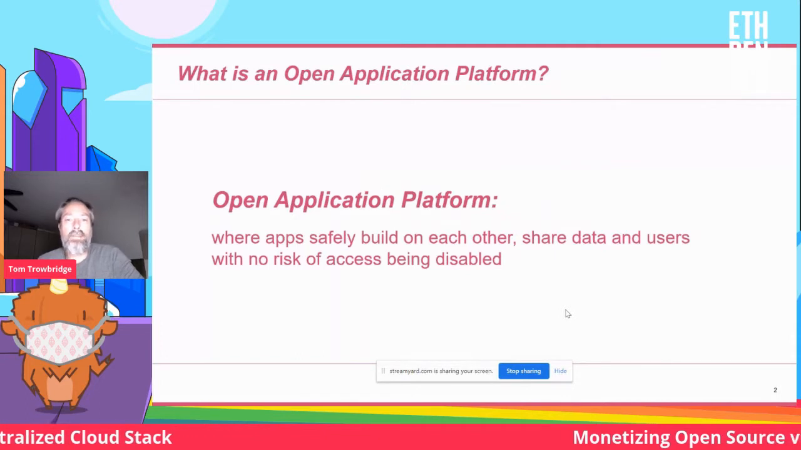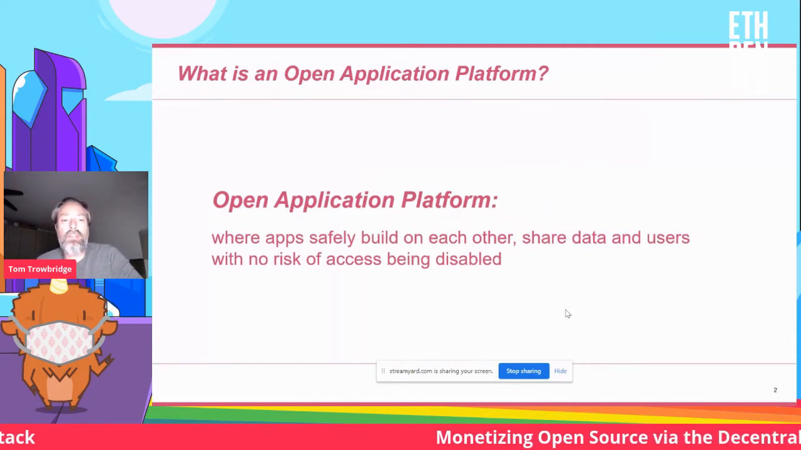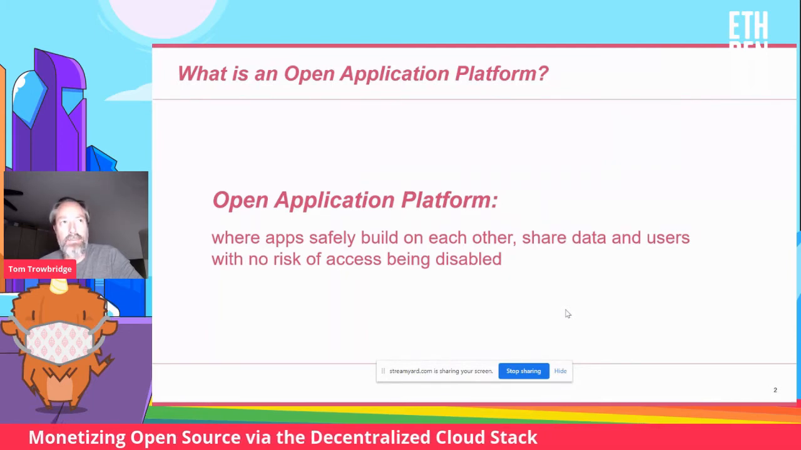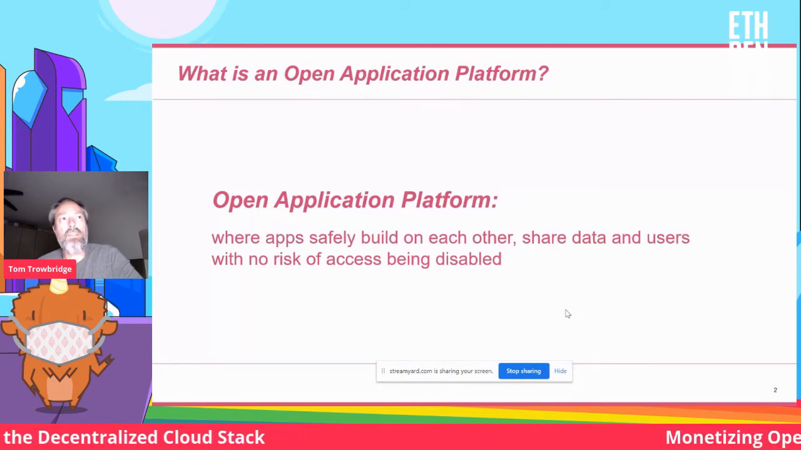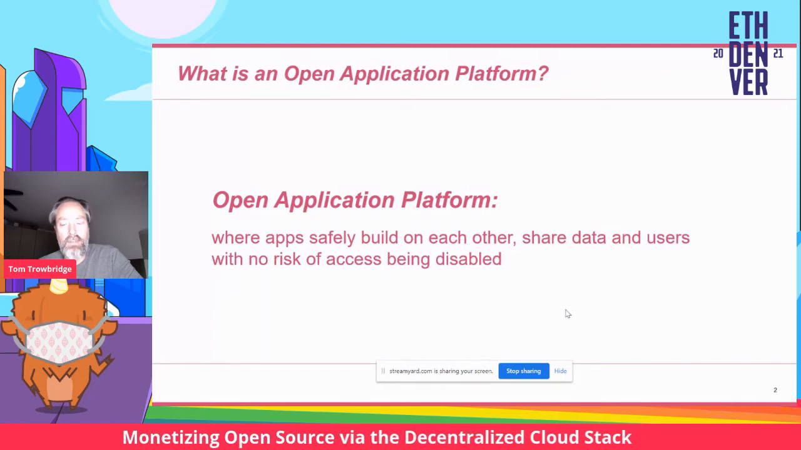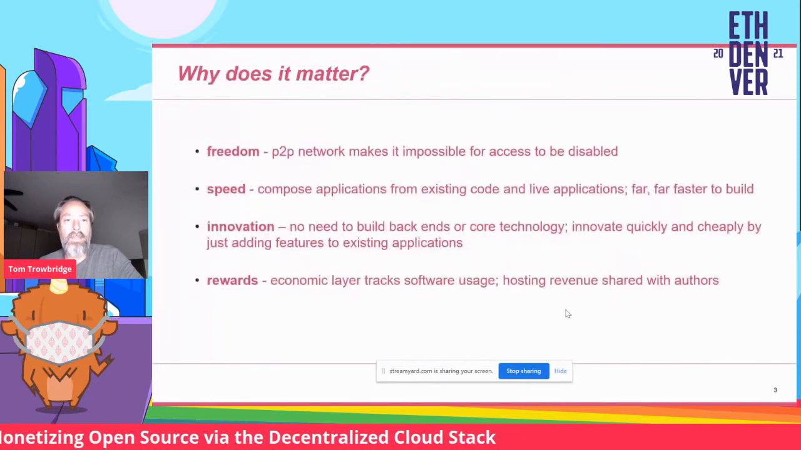First, what is an open application platform? It's where applications can safely build on each other, share data and users, and have no risk of the access being disabled. I don't think there really is an open application platform of any scale right now. So this is somewhat of a new term, and I think we have to explain a little bit about what the benefits of that are. And trust me, we'll get to open source monetization shortly.